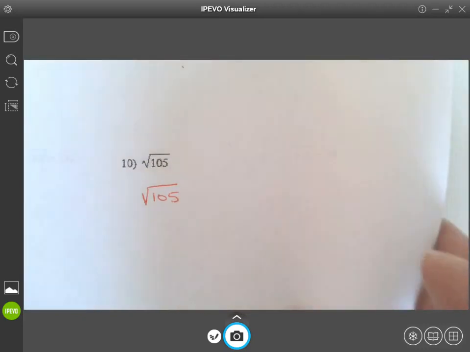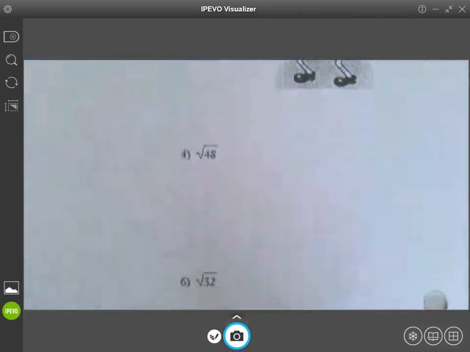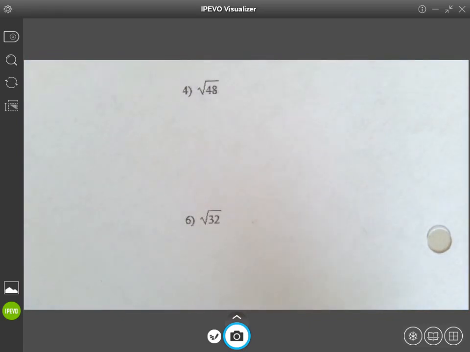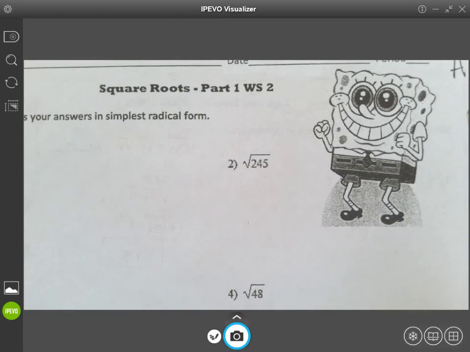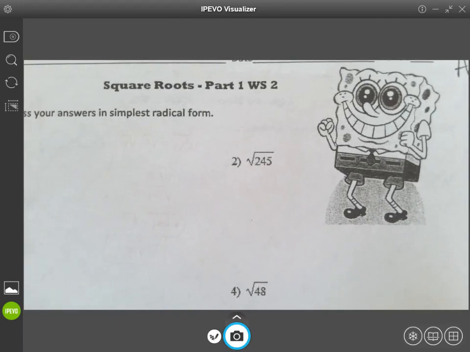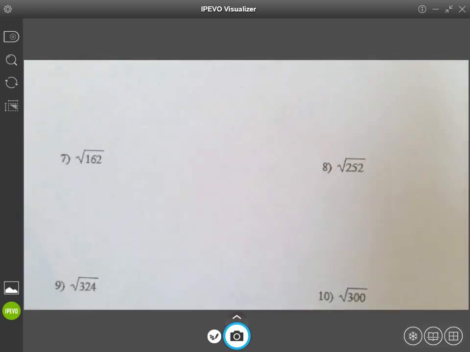Okay, go ahead and flip it over. Let me do one more. That's why we're flipping it over. On the front, we're on part 1, worksheet 2. There's another lovely SpongeBob picture. On the next, pick one. What would you like to do? Number 7? Yeah. All right, 162.